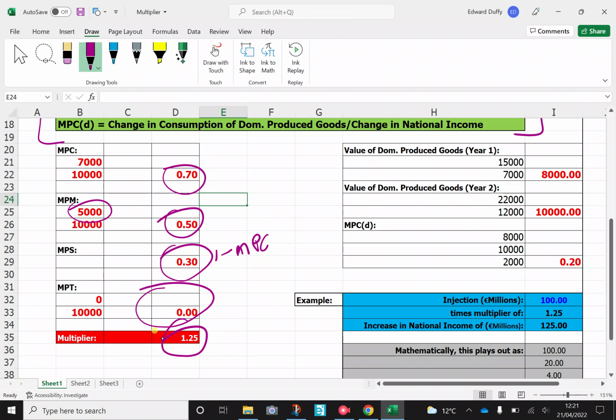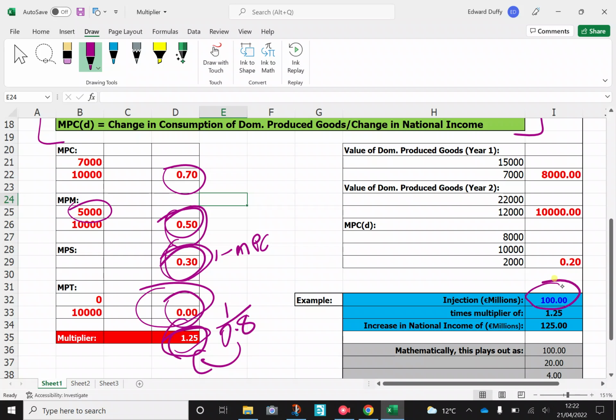And in this instance, the multiplier is 1.25. So when we add up MPS, which is here, plus MPM, plus MPT, which is 0, we're given 1 over, you can work that out, is 0.8, and that equals 1.25. So what that means is that for every injection of €1 into the economy, national income will increase by the injection times the multiplier. So in other words, it'll be €1 times 1.25.